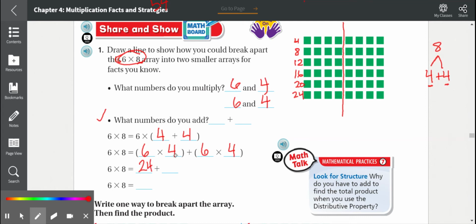So if 6 times 4 is 24, we know that's the same over here. Now we can add those together. So this is what it was asking us. What numbers do you add? We're going to add 24 plus 24. Okay, so now let's figure out 6 times 8 by adding these two numbers together. 4 plus 4 is 8, and 2 plus 2 is 4. So 6 times 8 is 48.